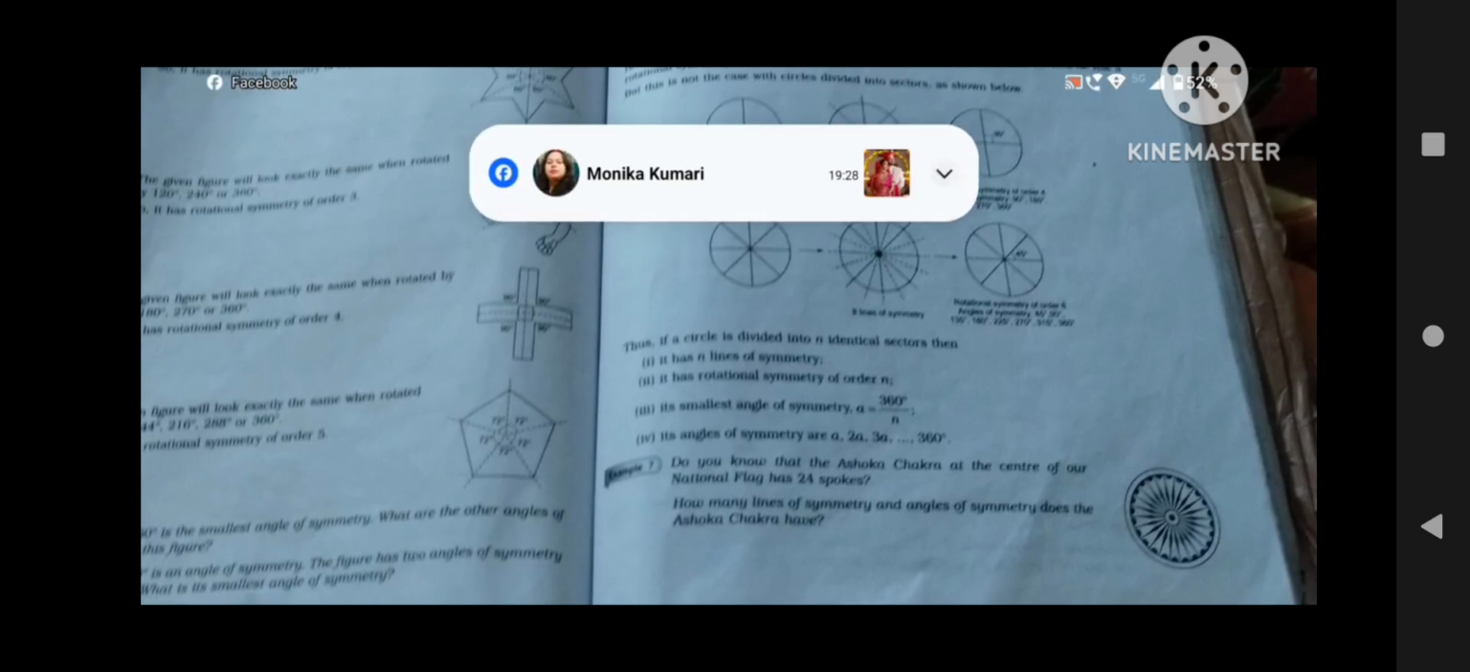But this is not the case with circles divided into sectors as shown below. Thus, if a circle is divided into n identical sectors, then 1. It has n lines of symmetry. 2. It has rotational symmetry of order n. 3. The smallest angle of symmetry A equals 360° by n. 4. Its angles of symmetry are A, 2A, 3A, up to 360°.